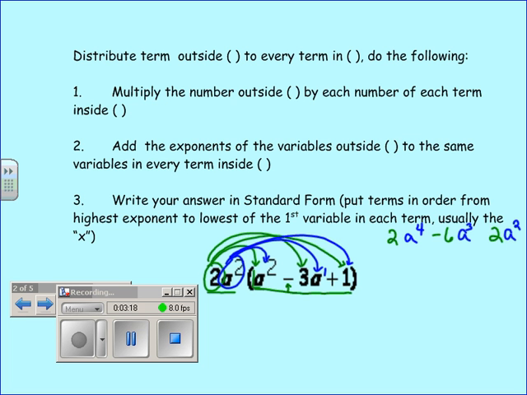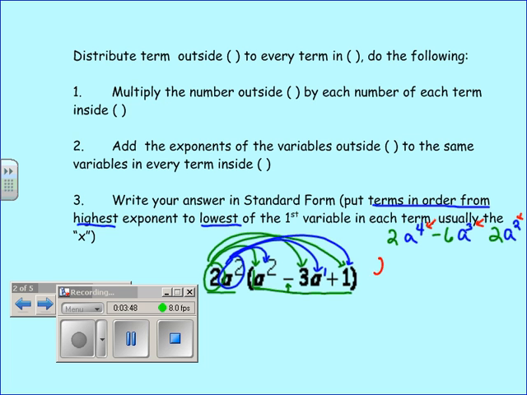Then I'm going to rewrite these with the proper operation symbols and make sure that I put this in standard form. And when I put this in standard form, I need to put the terms in order from the highest exponent to the lowest. And that's with the first variable. So I'm going to look here, and here I have the variable a to the 4th power. My exponent is 4. And then I have cubed and squared. So that is from greatest to least.